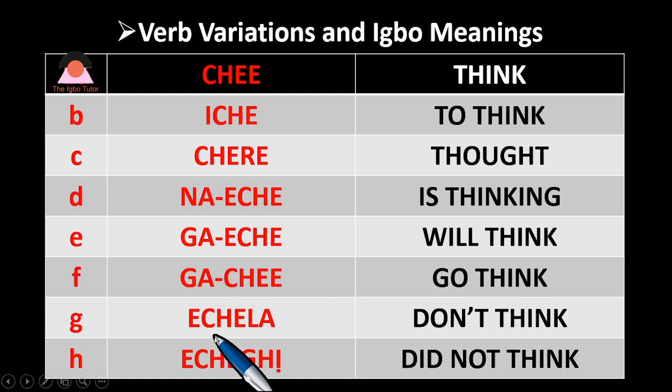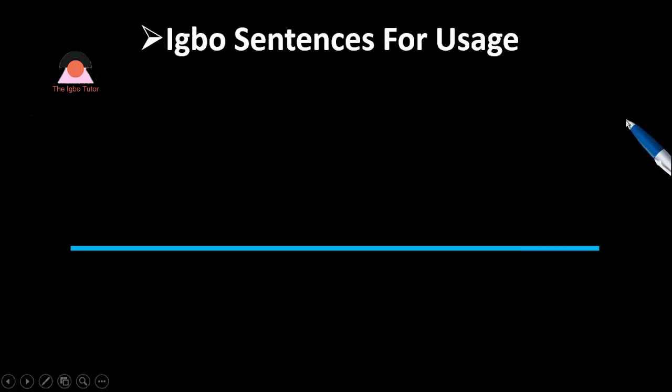We have echela, instruction. Echela, don't think. It's different from the last one here, which is eche, which is not an instruction but a report that someone did not think. Chee did not think, or Chee, he did not think. If you are referring to someone, let's begin to look at them one after the other with sentence examples.